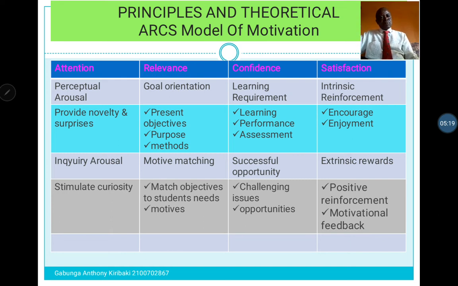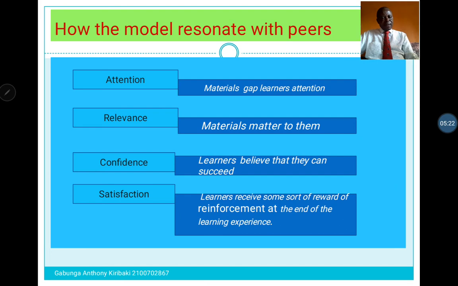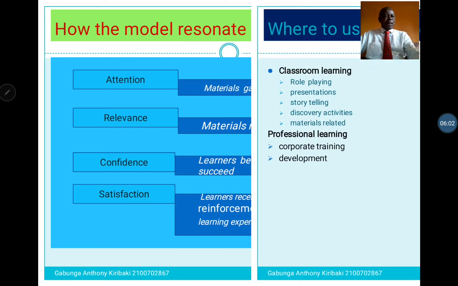So we realize that this model will help us to answer issues like how we can work with peers. When you look at attention, materials grab the learners' attention. The materials we develop matter to the learners. This is the relevance, the material being developed matters to the learners. And then the confidence, whereby learners believe that they can succeed. In satisfaction, the learners receive some sort of reward or reinforcement after their performance. So this model will enable you to resonate with peers at ease.